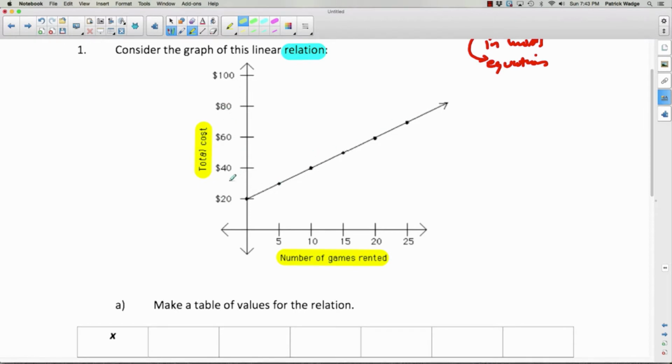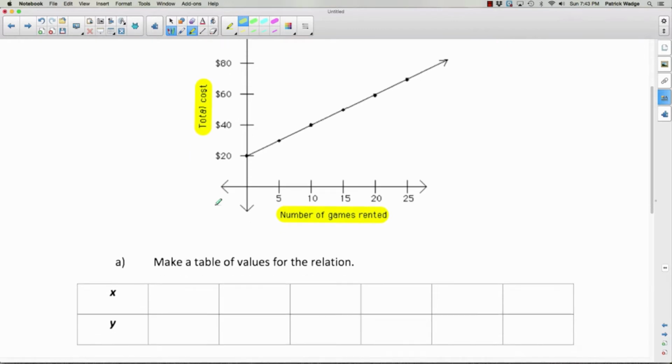And the first thing they want us to do is to make a table of values for the relation. Well, to do that we want to look at some of the points. I can see 1 point here, 1 point here, 1 point here, 1 point here, 1 point here, and 1 point here. Those are exact points. There's 6 of them. Hey, look what I did. I made a table with 6 spots. So that's what we're going to do. How are we going to do this? We're going to name all these points.